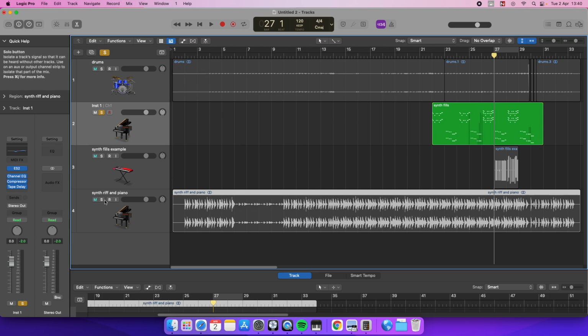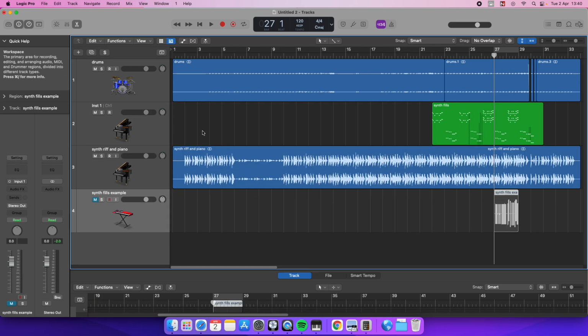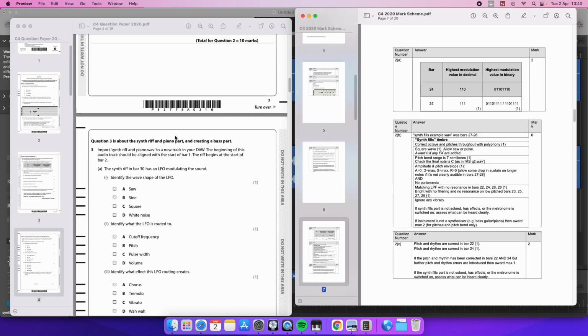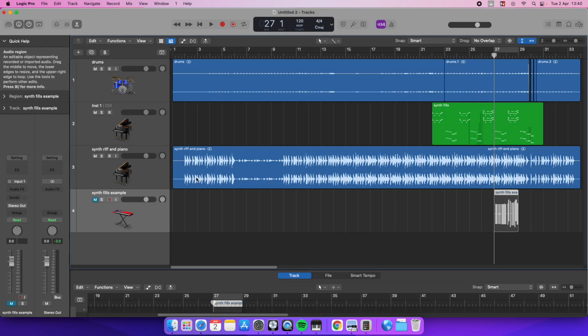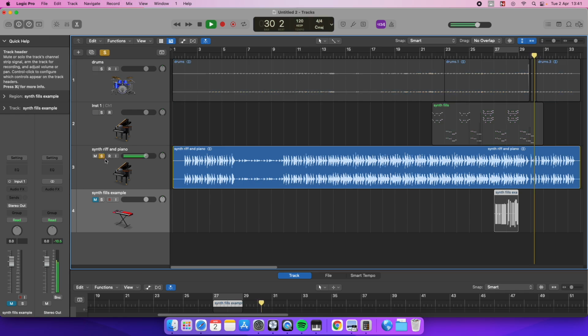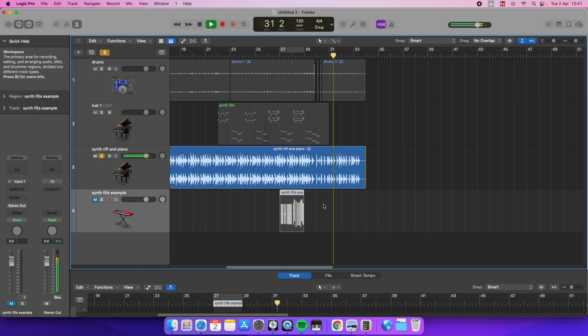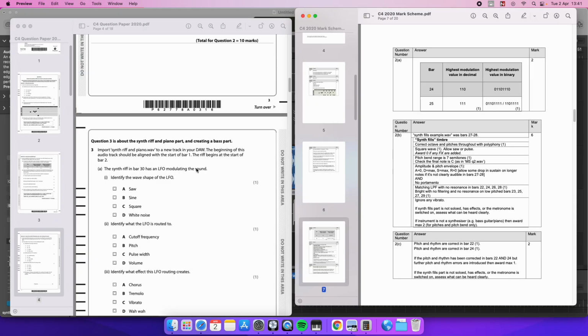Yes. Let's unsolo some stuff. I don't need the example anymore. Let's move that down. So this is my track so far. Very nice. The synth riff in bar 30 has an LFO modulating the sound. We've listened to some of that today. Alright, you can hear that. It's a bit glitchy, it doesn't sound great. Has an LFO modulating the sound, so it's a tremolo effect on there.